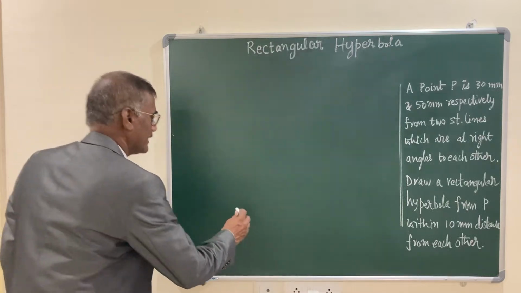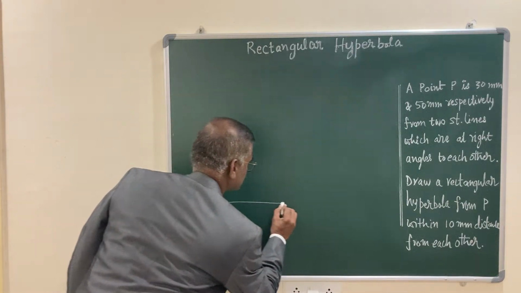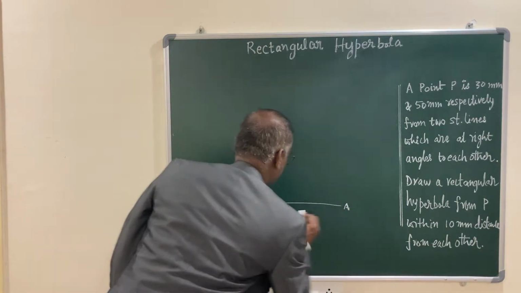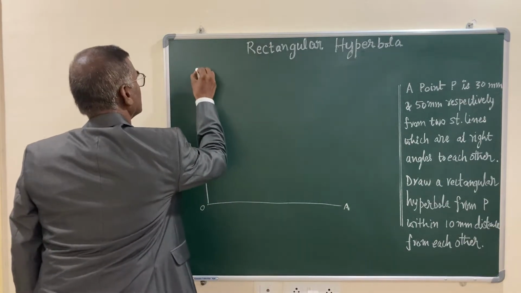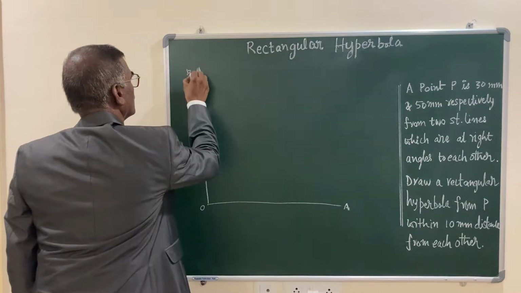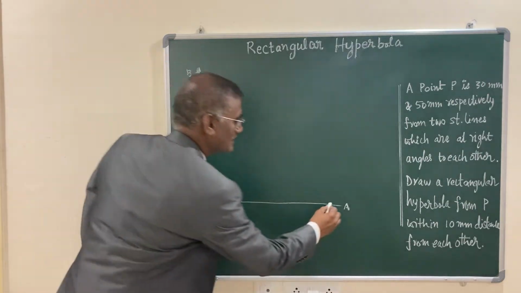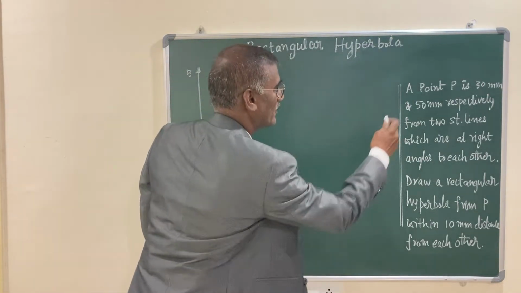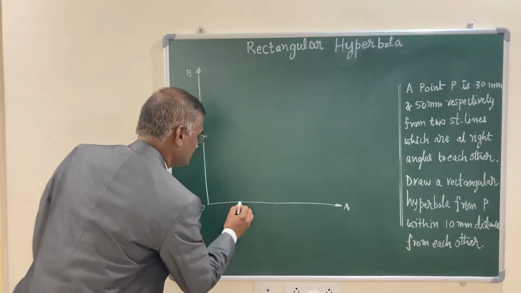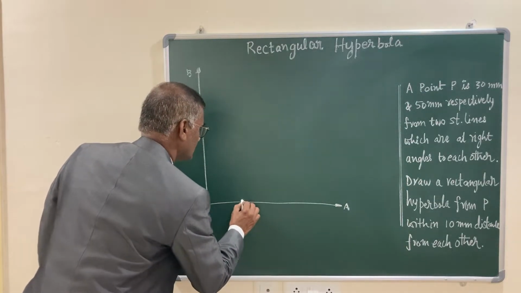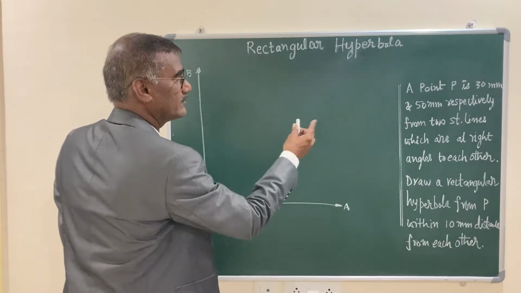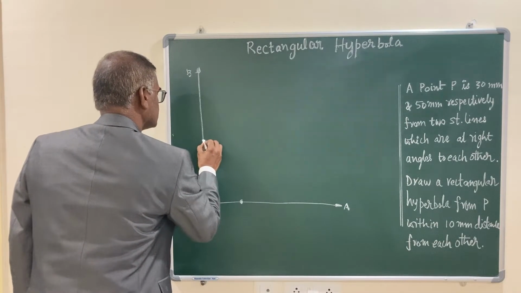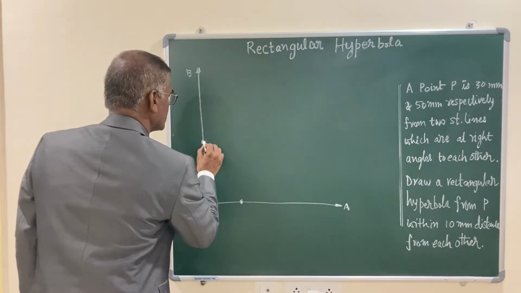Let us draw a horizontal line OA and vertical line OB, and locate the point P 30 mm on x-axis, that is x coordinate, and 50 mm y coordinate.